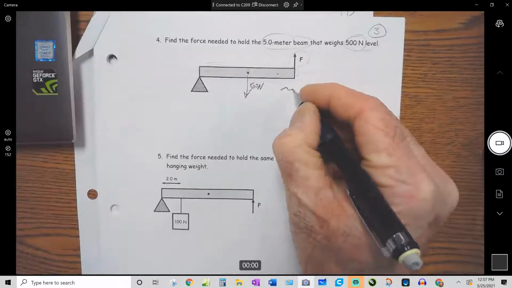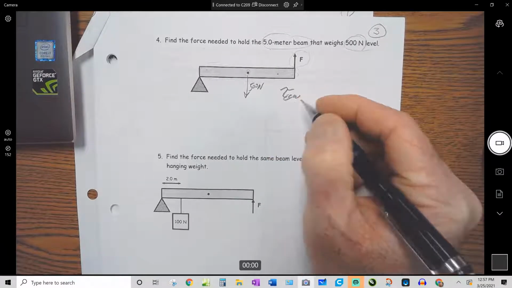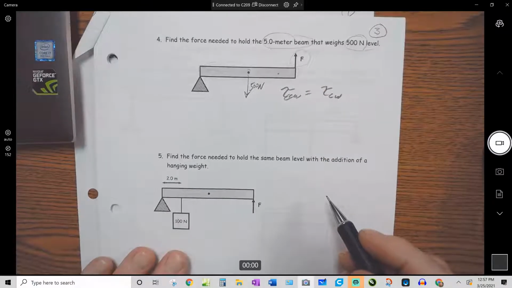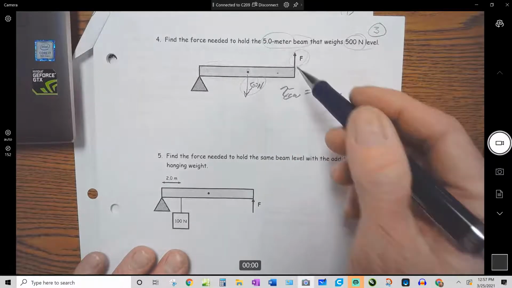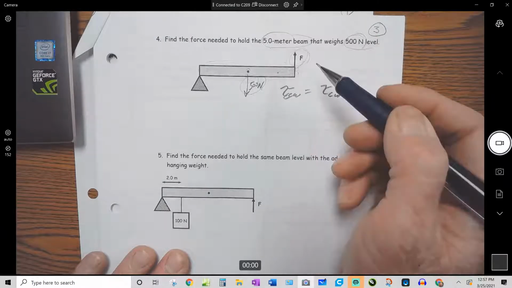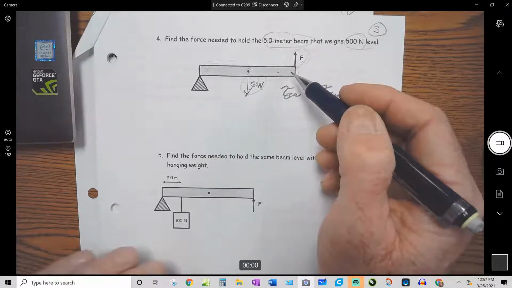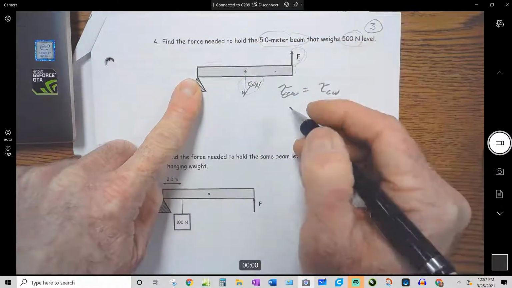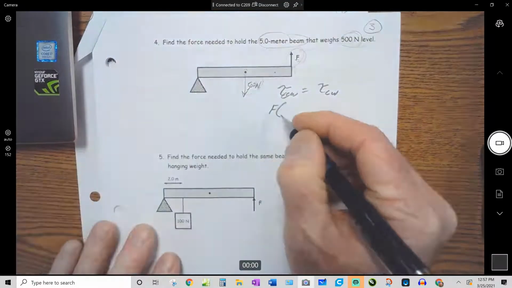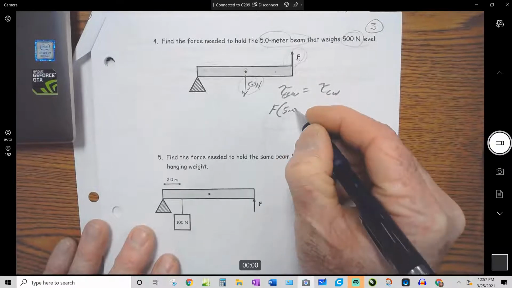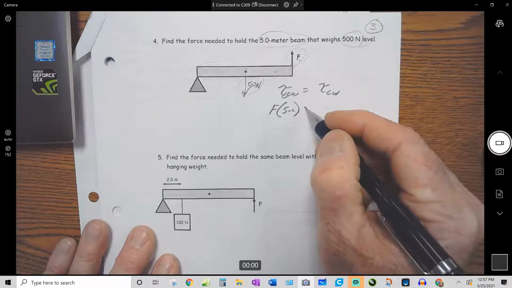So I'm going to do counterclockwise torque equals clockwise torque. And what's my counterclockwise torque here? Which one of these two forces is going to make this thing rotate counterclockwise? The 500 Newton weight of the beam or the force that we're applying to the beam? This. So there's the axis of rotation. This is the counterclockwise torque. It's going to be whatever that force is times the length of the beam, which is 5 meters. That's the torque that's being applied, counterclockwise.